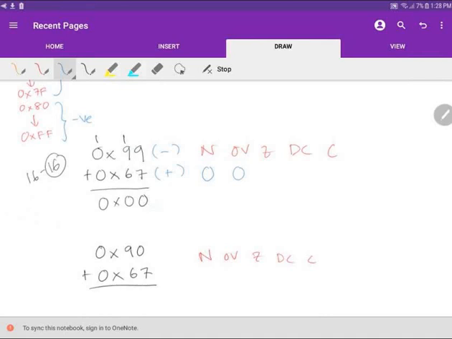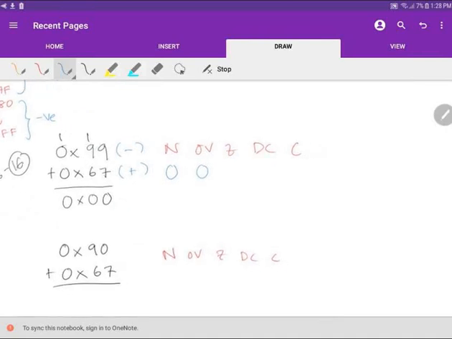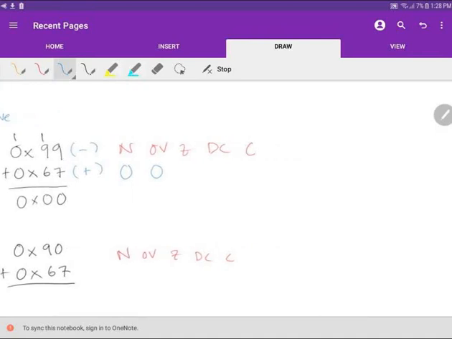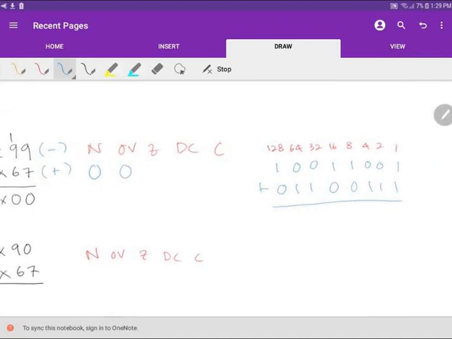Okay, I want to show you an interesting thing about this number. This is hex 99 and 67. If you want to represent it in binary, 8, 4, 2, 1. So this is 99. So you know 9 is 1, 0, 0, 1. 9 again is 1, 0, 0, 1. 6 is 0, 1, 1, 0. 7 is 0, 1, 1, 1. I've just converted this 99 hex and 67 hex.